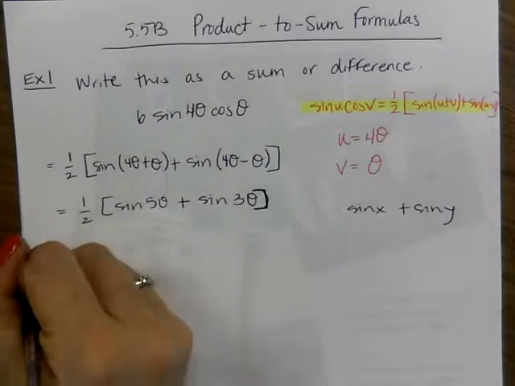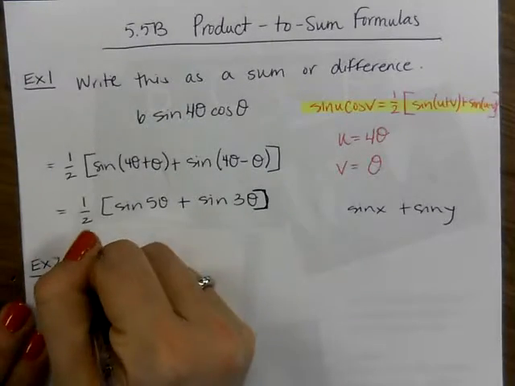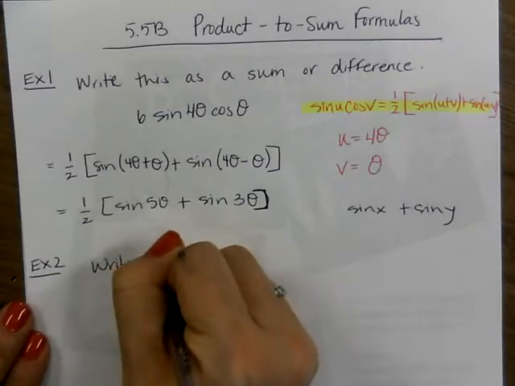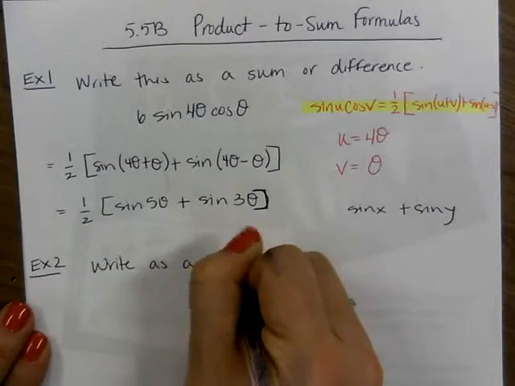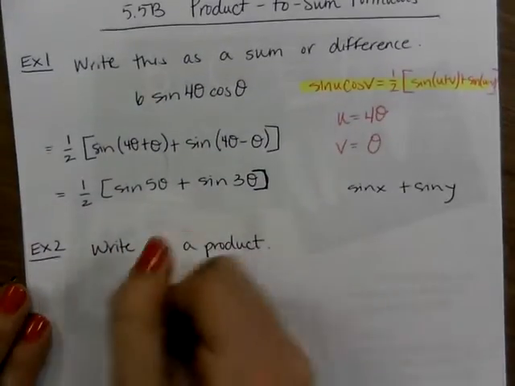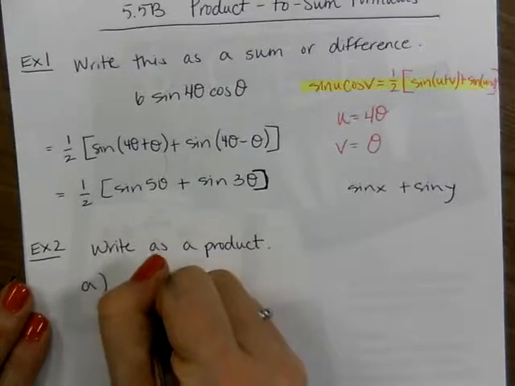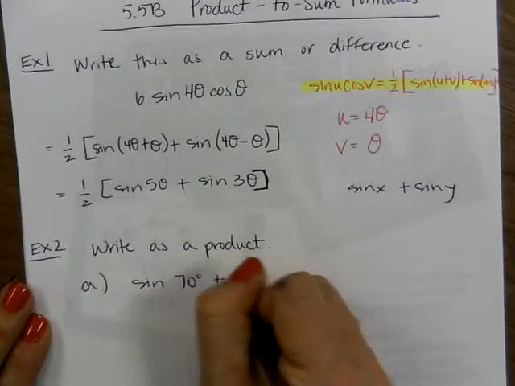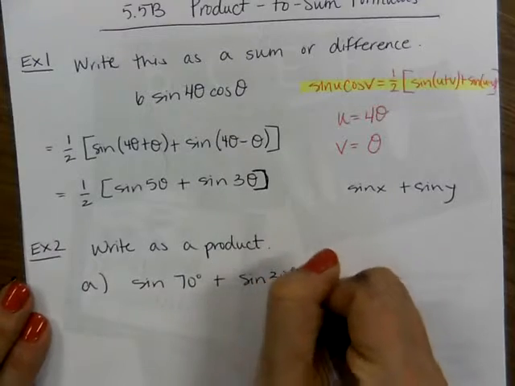Good, okay. Example 2, write as a product. We're going to do 2 of these. We're going to have the sine of 70 degrees plus the sine of 30 degrees.